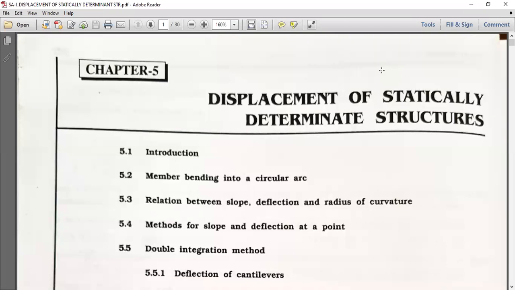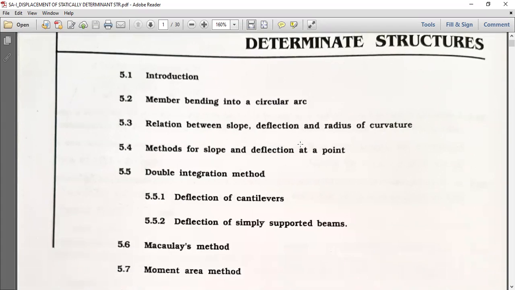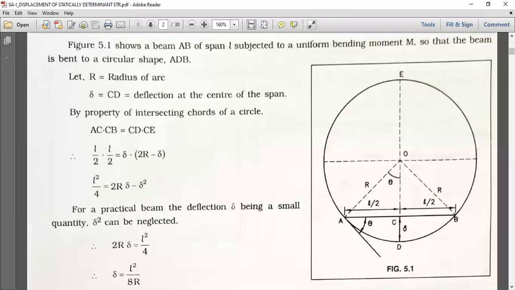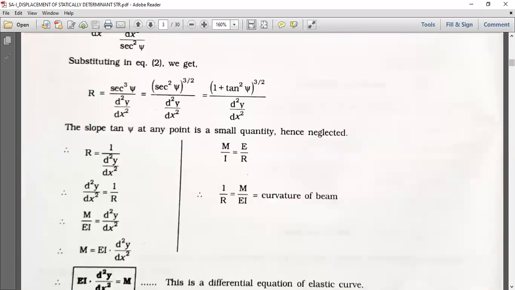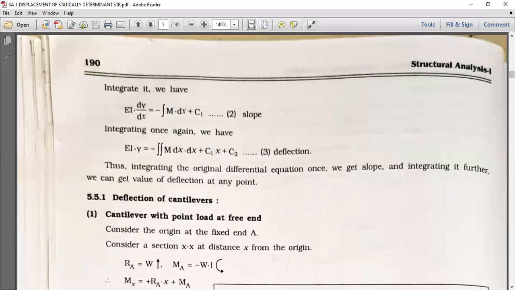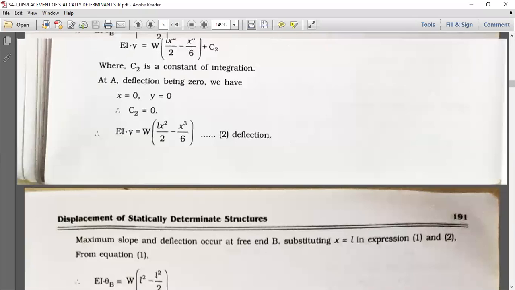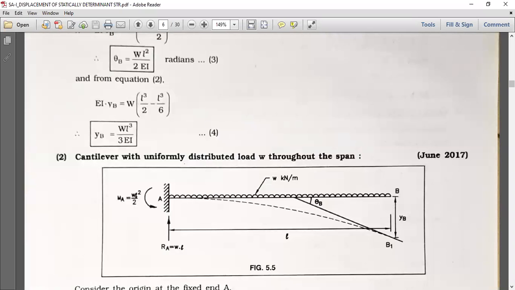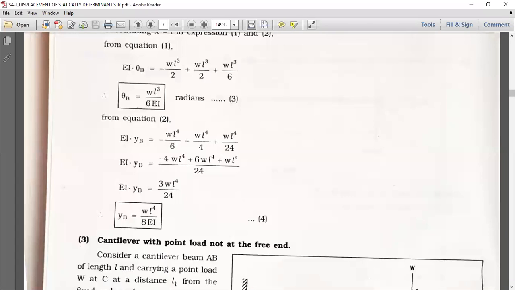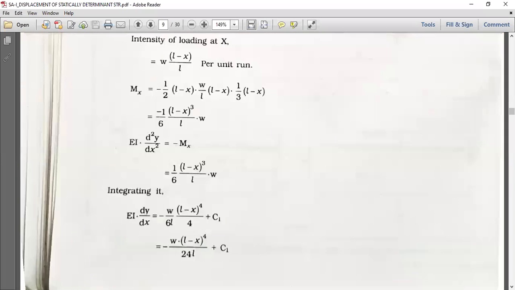Welcome to Structure Analysis 1. This is the continued lecture on displacement of statically determinate structures, in which we completed all the cantilever beam type examples with the double integration method and Macaulay's method too.